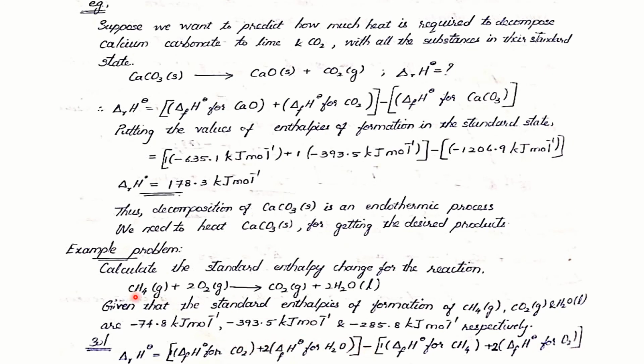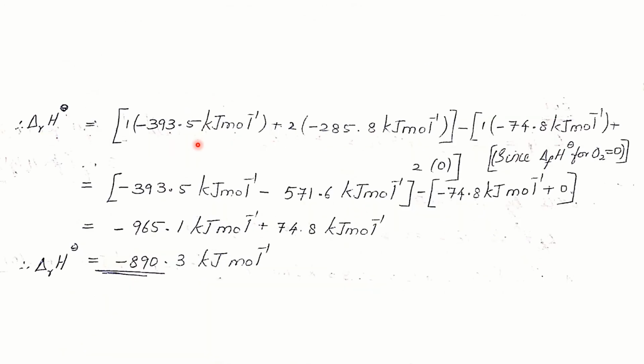Minus, what is the stoichiometric coefficient of methane? It is 1. Okay, so we write 1 and multiply it with the standard enthalpy of formation for methane. And we have oxygen. How many moles of oxygen are there? 2. So we write 2 and then multiply it with the standard enthalpy of formation for oxygen. On substituting the standard enthalpy of formation of each product and reactant, we have 1 into minus 393.5 kilojoule per mole plus 2 into minus 285.8 kilojoule per mole minus of 1 into minus 74.8 kilojoule per mole plus 2 into 0. Note that the standard enthalpy of formation of oxygen is 0 since it is in its reference state.